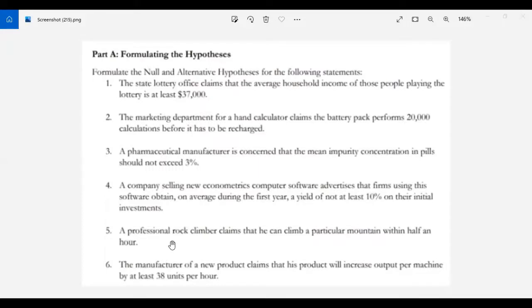So number 5. A professional rock climber claims that he can climb a particular mountain within half an hour. Half an hour is 30 minutes, right? Yes. Okay, so we have this professional rock climber, and he claims that he can climb a particular mountain within half an hour. So who can tell me the exact word here that relates to a particular sign?